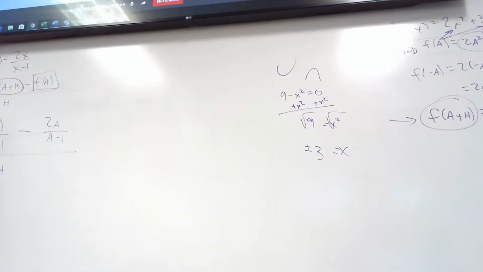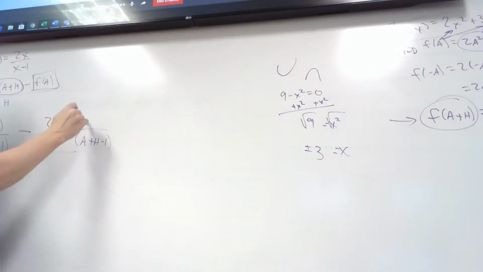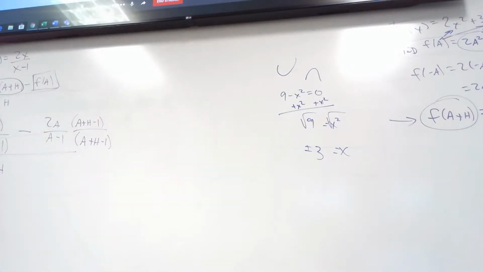Okay, now I've got a fraction here, so I've got to get a common denominator. What is the common denominator between these and this? The product of those two things, right? I'm going to rewrite this as this, okay? And I need to multiply this by a minus 1 over a minus 1. Okay? I'm going to multiply this by a plus h minus 1 over a plus h minus 1. Okay? And I think I'm going to rewrite this as 2a plus 2h. Now, can you help me FOIL this out?